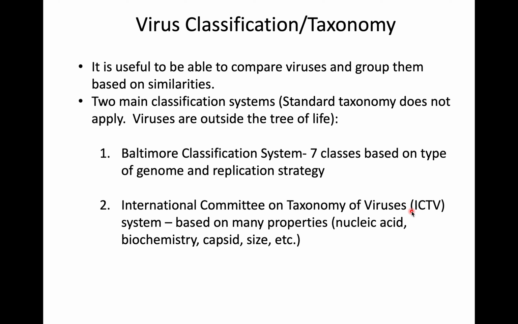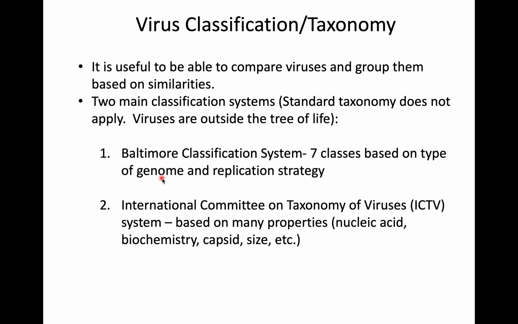So when you're classifying viruses, you really can't use standard taxonomic techniques, because those only apply to living organisms, right? And as we discussed in the first chapter, viruses are not living. They're outside that tree of life, so we have to have unique taxonomy. And there's really two commonly used systems. There's the Baltimore classification system, which is 7 classes based on the composition of the genome.